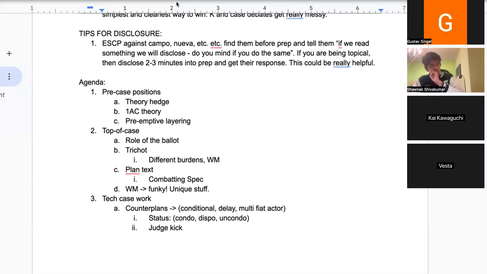Yeah, Gustav, you're raising your hand. Or is that random? Oh, sorry, I have an additional question. Pertaining to TVAs, what does that stand for? A topical version of the affirmative. Yeah, I'll get into it.